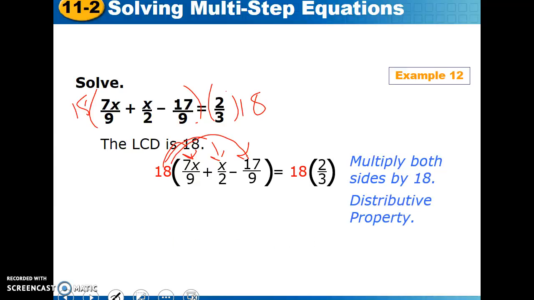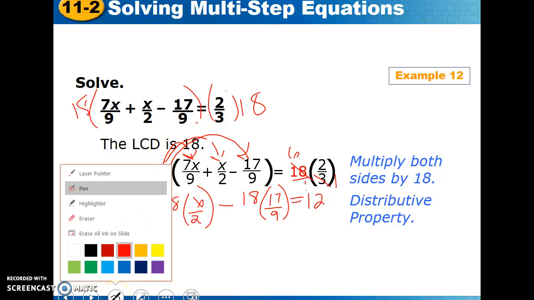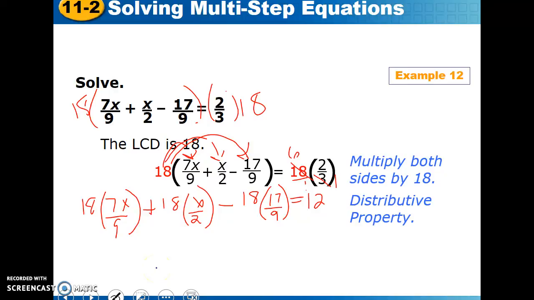So 18 times the 7x over 9 plus 18 times the x over 2 minus 18 times the 17 over 9. And I'm just going to multiply this. Again, I'm going to simplify. Divide by 3, that leaves 1 and 6. So 6 times 2 is 12. Okay, so making my life way easier, dividing or simplifying before I multiply.